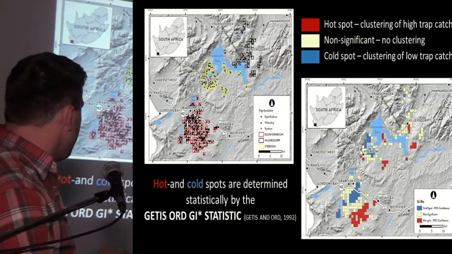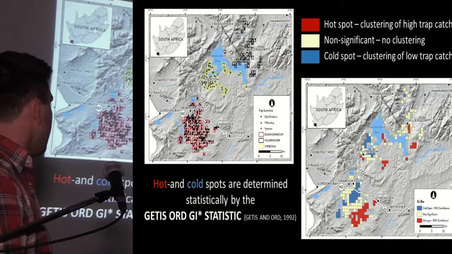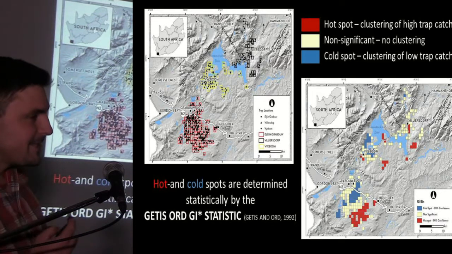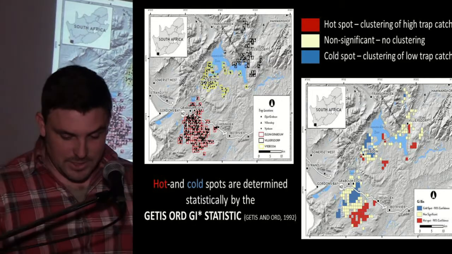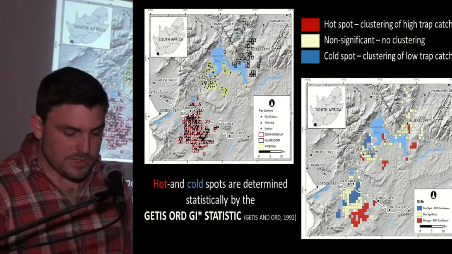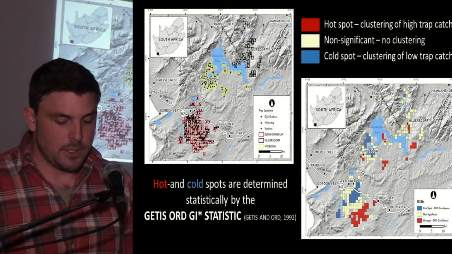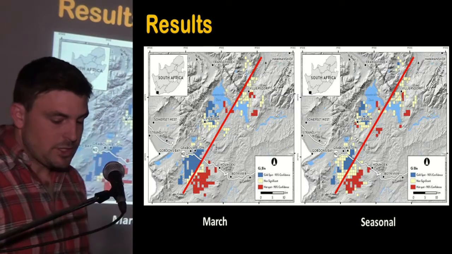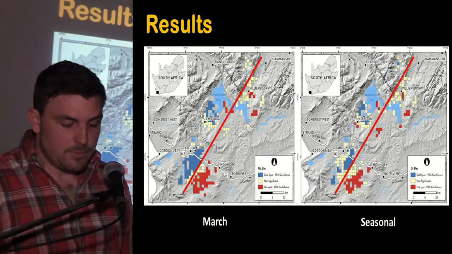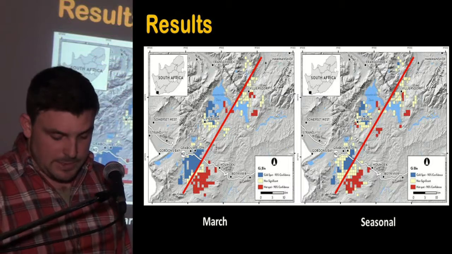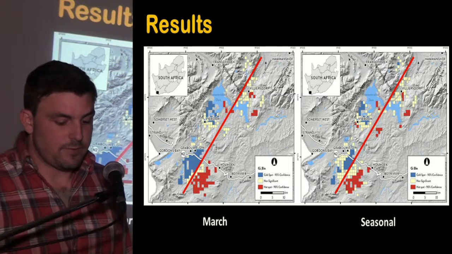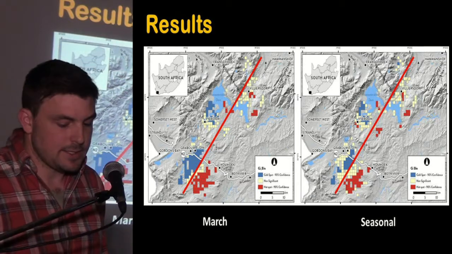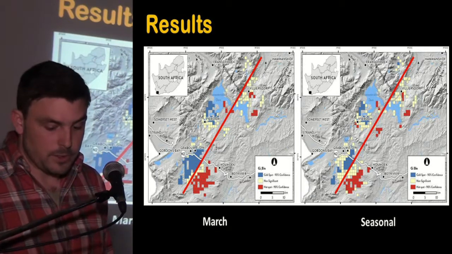And these hot and cold spots are determined statistically by a statistic called the Getis-Ord Gi* statistic. So monthly and seasonal hot spots and cold spots were calculated. However, I just want to draw your attention to the March and seasonal results. In both the March and the seasonal map, there is a clear split in the spatial distribution of hot spots in the southeast and cold spots in the northwest, indicating that underlying spatial processes are at work.